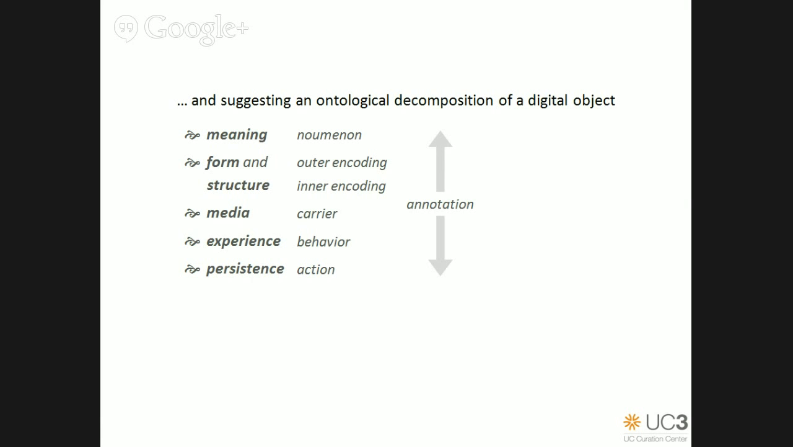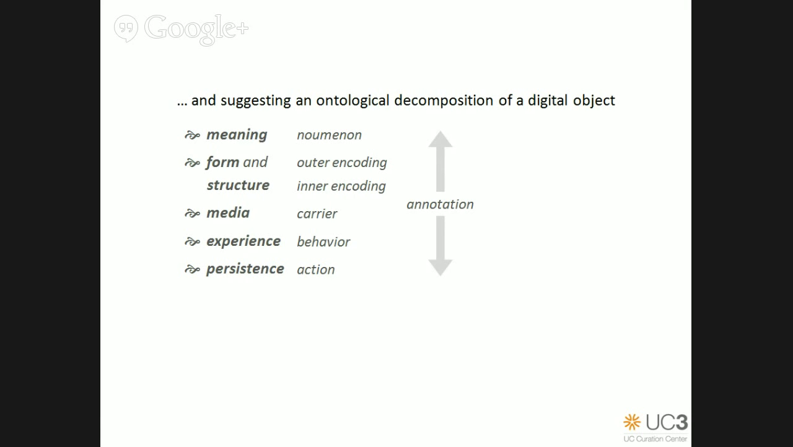We borrow this term noumenon from Kant, and we use that to refer to the underlying abstract meaning or affect of a piece of content. Noumenon in Kant's usage, coming from the Greek, means that which is apprehended by the mind, in distinction to phenomenon, that which is apprehended by a sense. All of those 6 ontological components can be described through various types of propositional annotations. And we'll come to that in a little more detail in a moment.